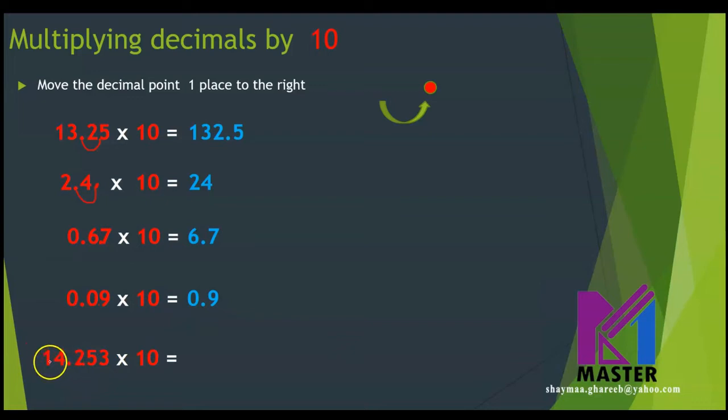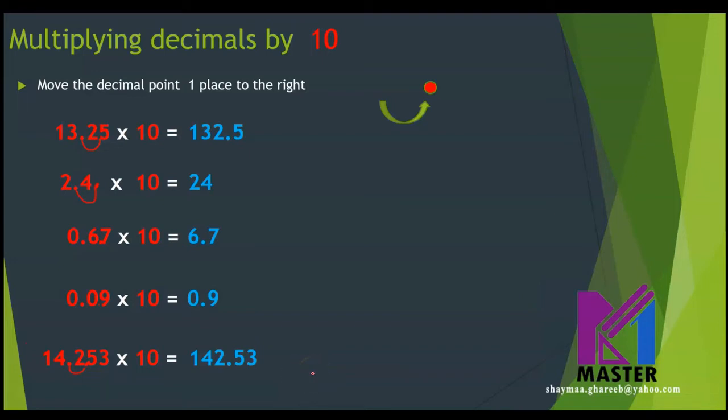Next example, I have 14.253 times 10. So we are going to move the decimal point one place to the right, so it will be here between the 2 and the 5. So the answer will be 142.53. As you can see, this 3 was in the thousandths place. It became in the hundredths place, which is one place higher. And the 5 was in the hundredths place, and it became in the tenths place, which is one place higher, and so on. Is this clear?